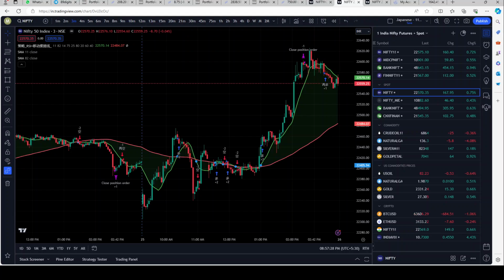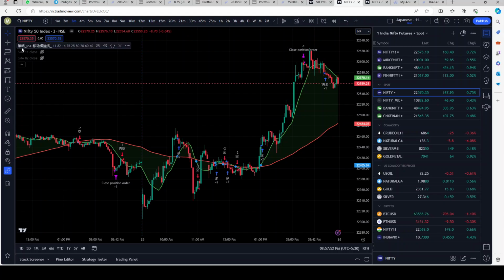All right, now basically once I saw this strategy, I analyzed it and I realized that basically what this strategy is doing, it's using two moving averages and they are both simple moving averages. One of them is 11 and the other one is 82.